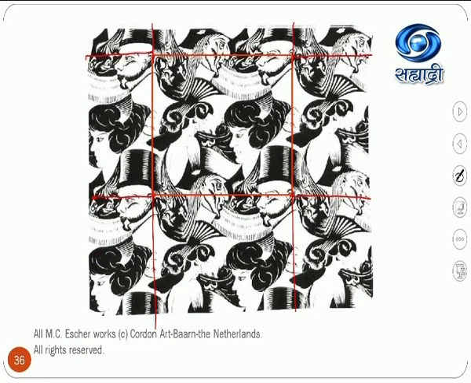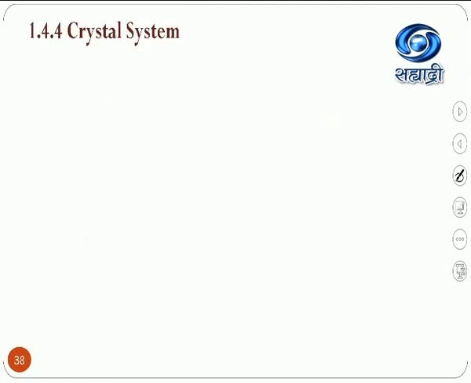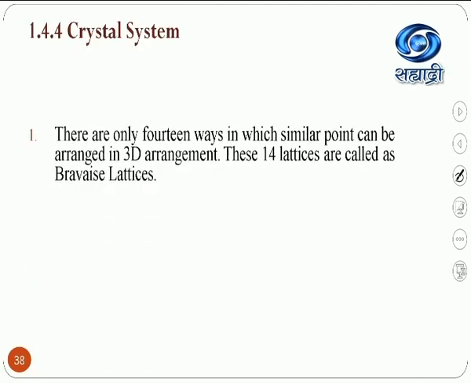So now the composition of each and every square, or each and every unit cell, will remain the same, right? So this is the proper stacking of unit cells. Now let us see what the crystal systems are.